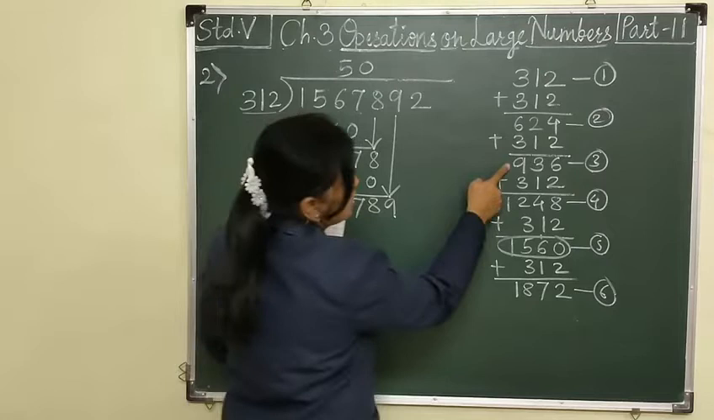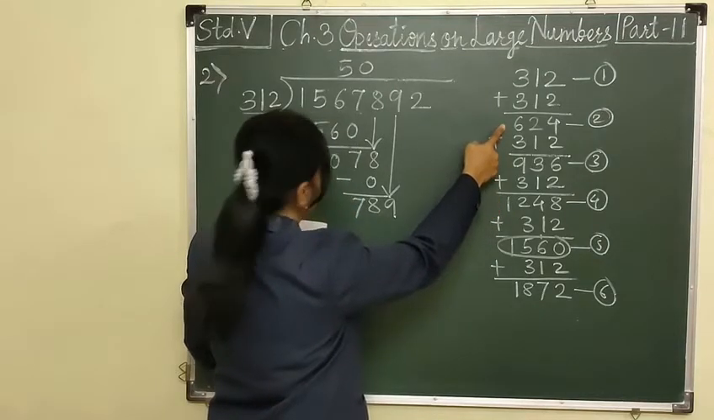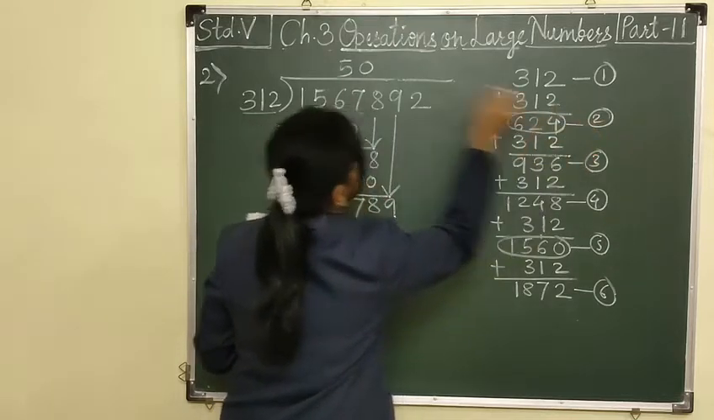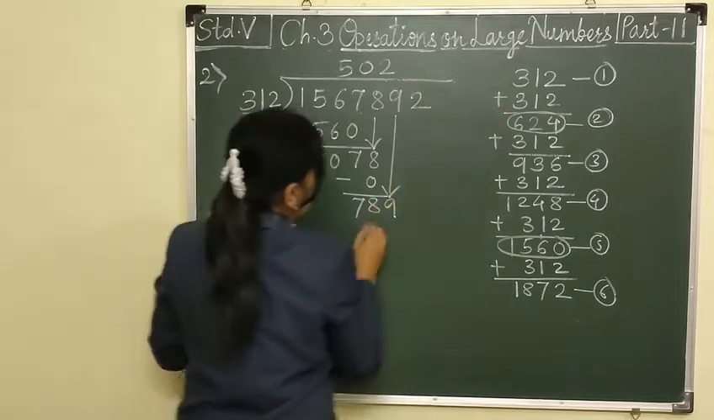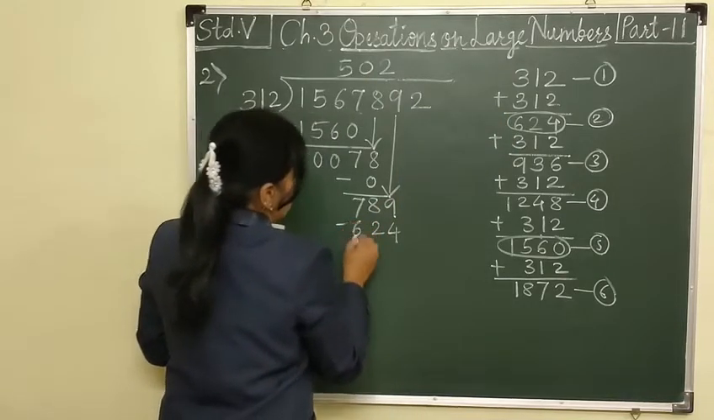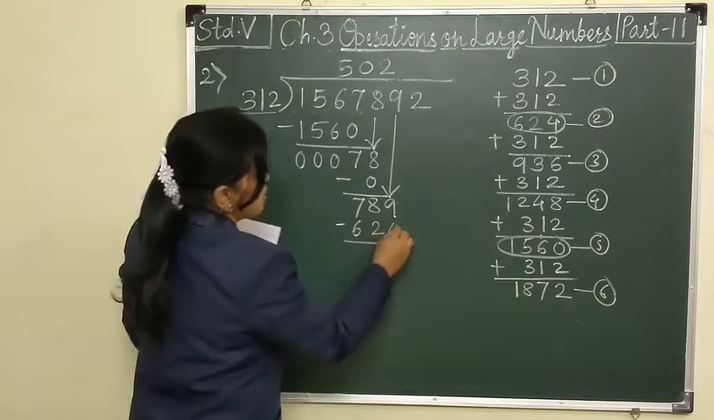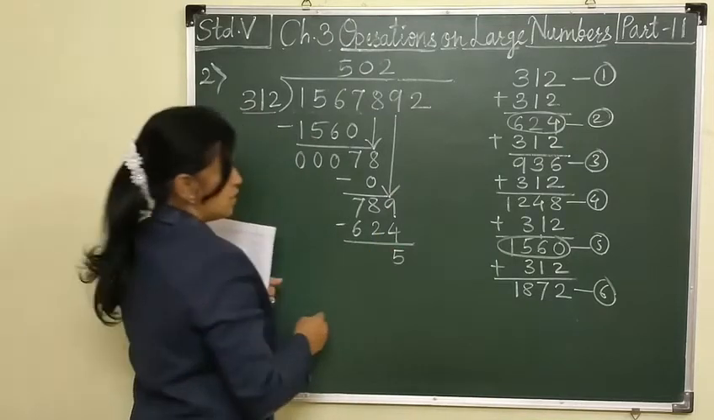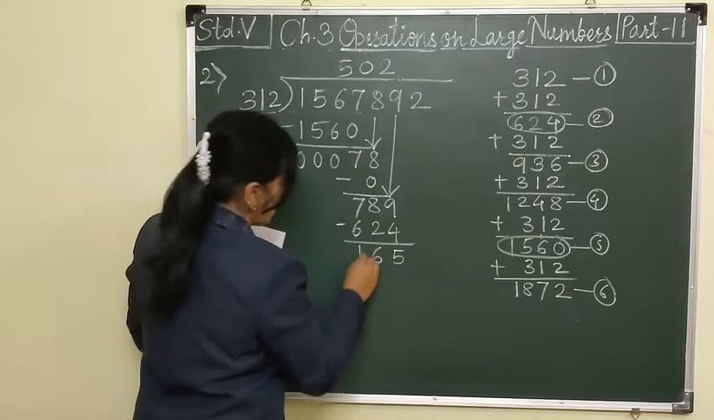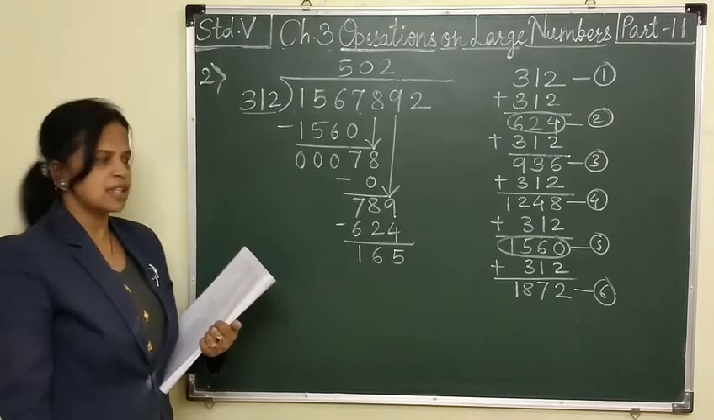Check here, this is 936, which we cannot. Before that 624 is there, we can. So select this number, put the quotient 2 and subtract this 624. Now 9 minus 4, 5. 8 minus 2, 6. 7 minus 6, 1. Okay. So we got the remainder 165.